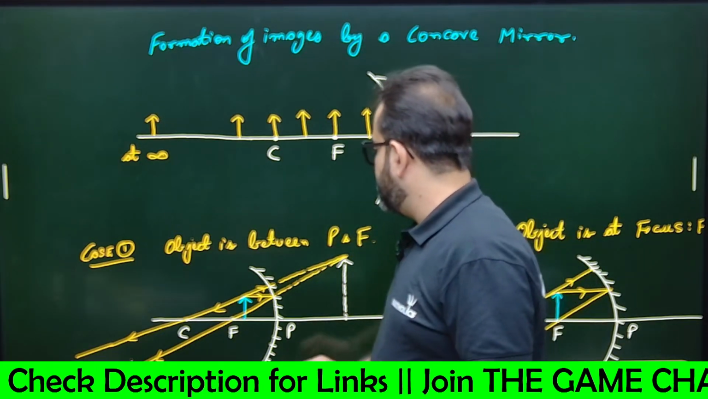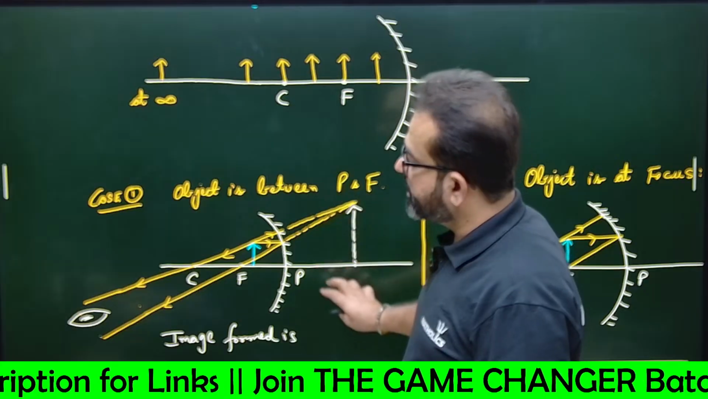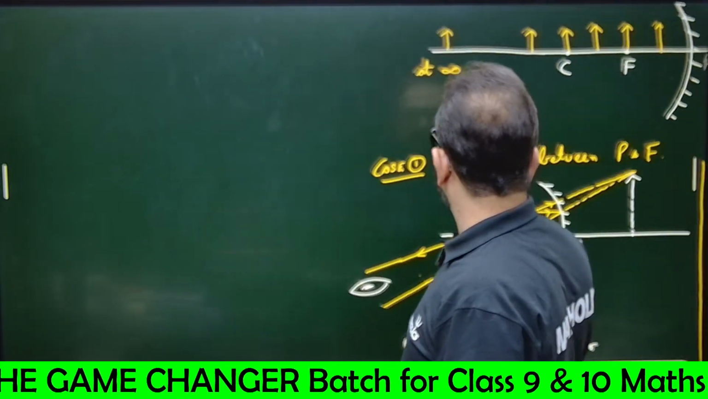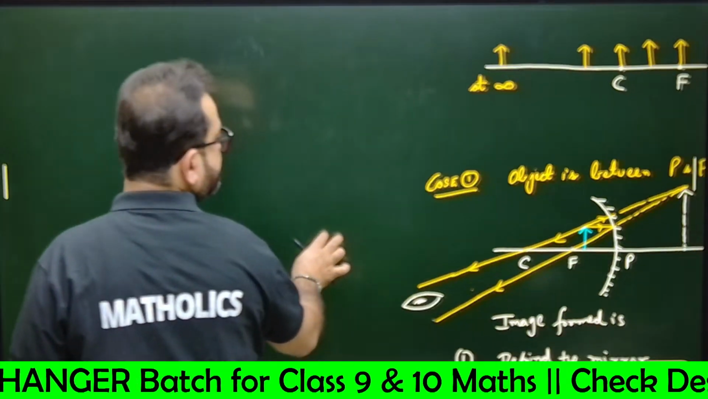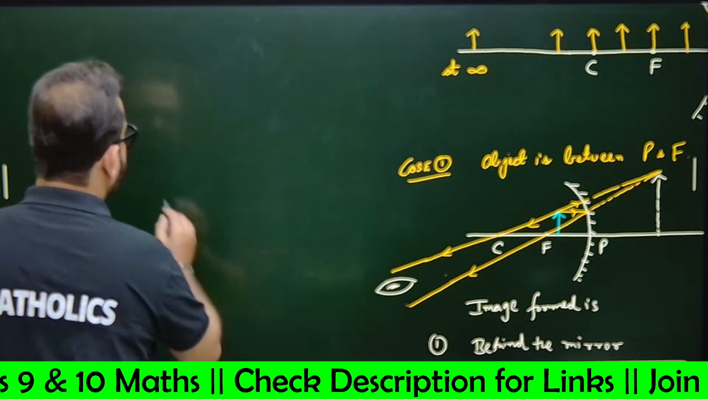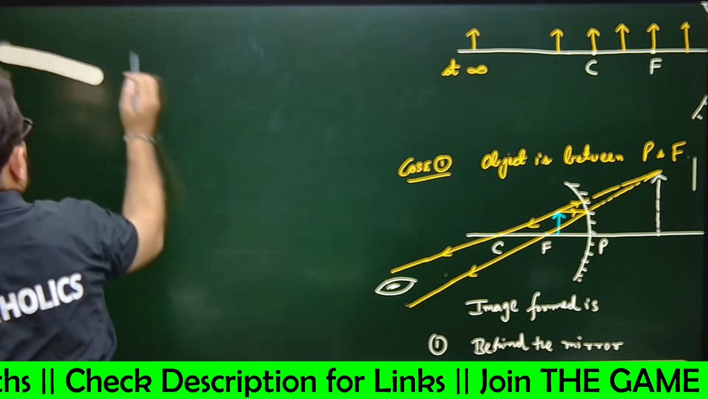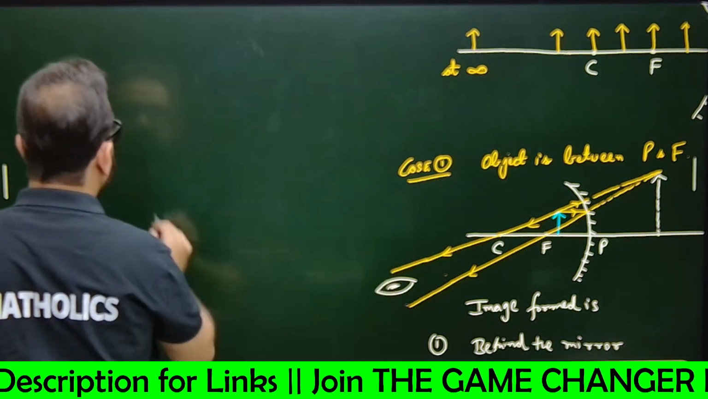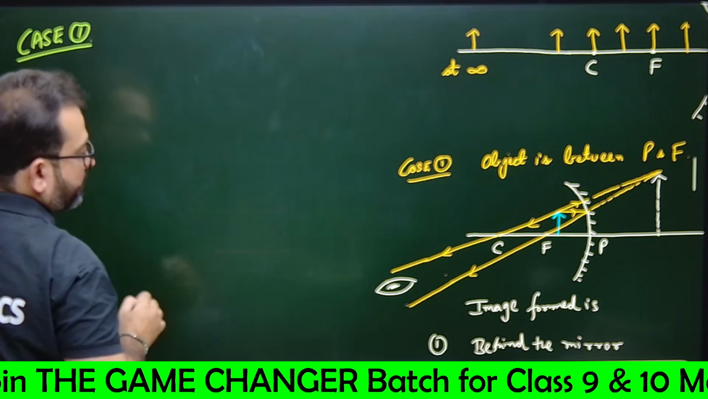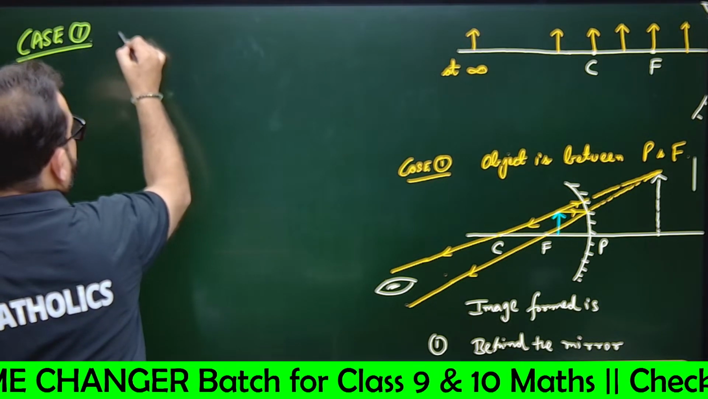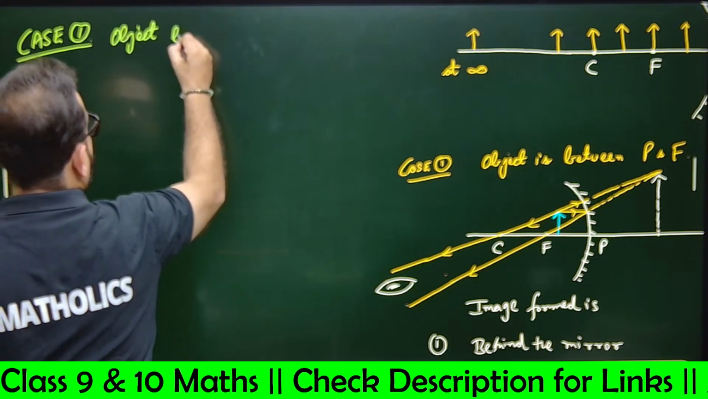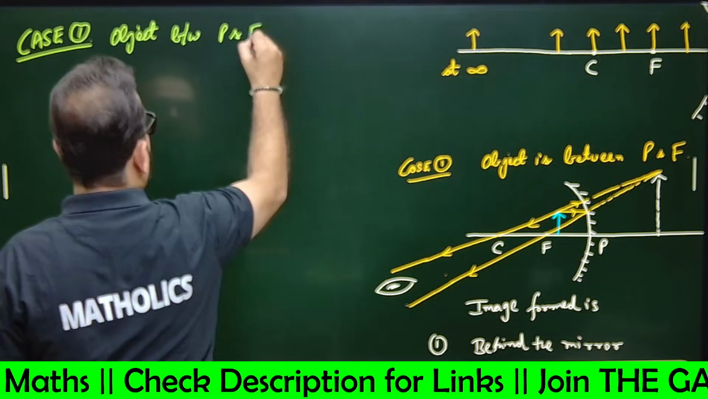Now case number 1. When the object is between P and F, we'll draw these diagrams again, don't worry. Case number 1 I'll be drawing again. Case 1. When the object is between P and F. Object between P and F.